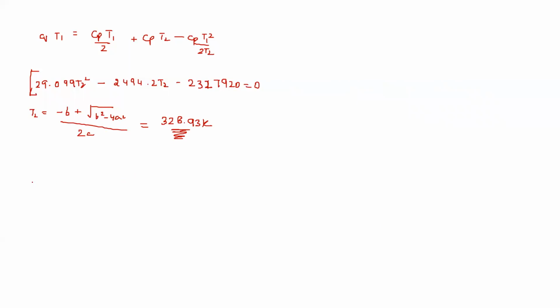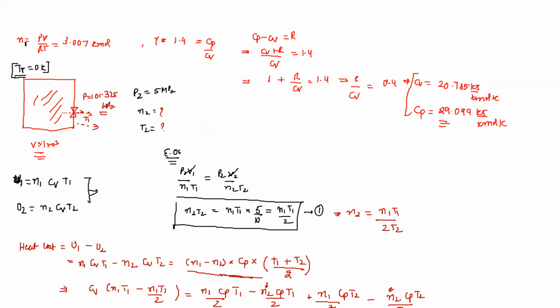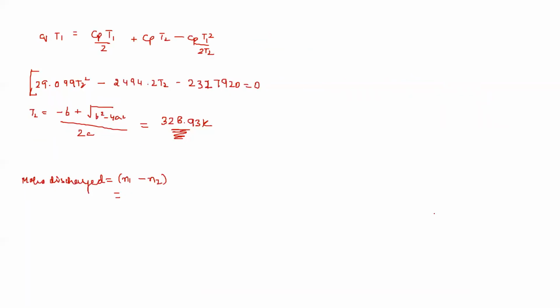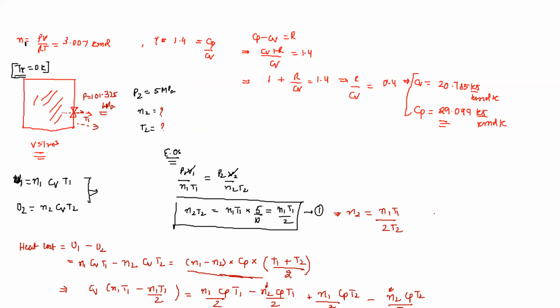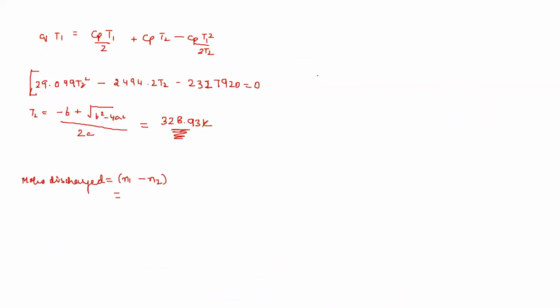Then you have to calculate the mass discharged. First of all, let's calculate the moles discharged. Moles discharged is equal to initial moles in the tank minus final moles in the tank. These many moles have been discharged, right? Initial moles are 3.007, final moles are N2, which is equal to N1 T1 by 2 T2.